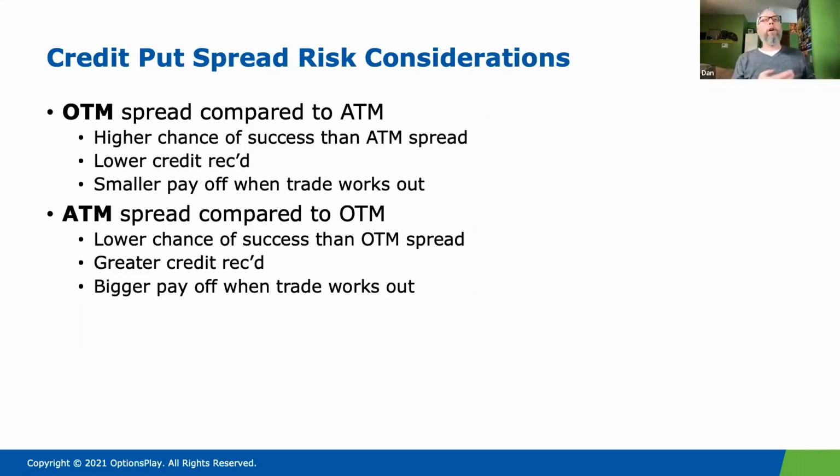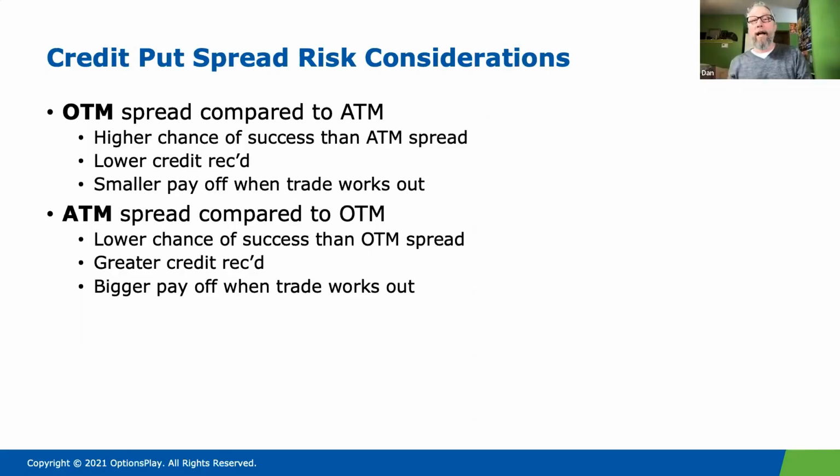So with put credit spreads, it's sort of the same thing here. If we sell two out of the money options, we have a higher chance of success because if the stock goes up, I make money. If it stays where it is, I make money. If it goes down a little bit, all the way to the strike price but not through it, I still make money. Now, they're further out of the money options, so I receive a lower credit, which means a smaller payoff when the trade works out.